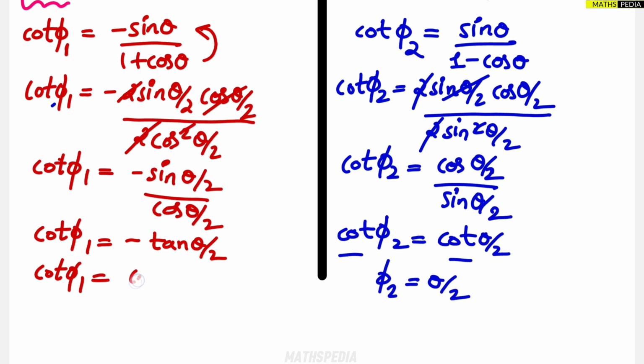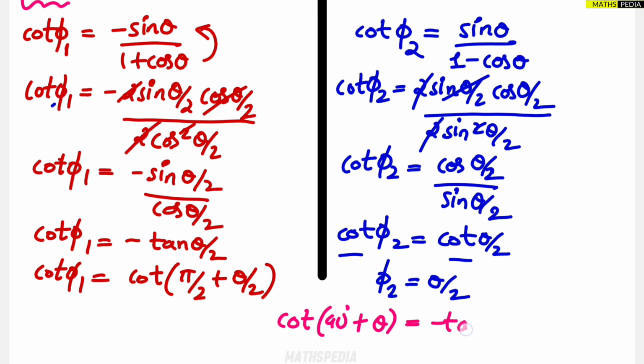You can write cot phi 1 is equal to cot 90 plus theta by 2. Because you have to understand one formula here: cot 90 plus theta is equal to minus tan theta. If it is cot 90 minus theta, it is tan theta. This particular formula you have to understand. So here it is in cot form, and cot and cot are gone. So what is the phi 1 value we are getting? It is pi by 2 plus theta by 2.